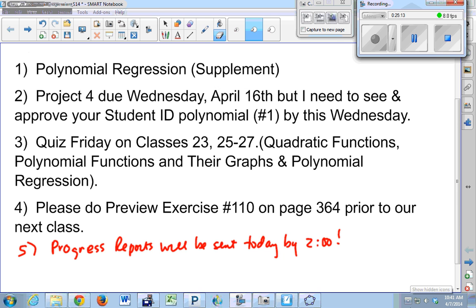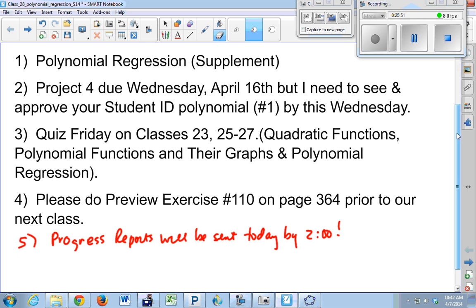So today we're doing polynomial regression. We've already done a linear regression, and now we're going to move to higher degree models like quadratics, cubics, and maybe even a quartic. What do you think quartic is? What degree? 4, right. Don't forget that your project 4 is not due until next Wednesday, but I need to see and put a little check mark on your student ID polynomial by Wednesday, because I don't want you doing the whole thing incorrectly. So please show me that by Wednesday.